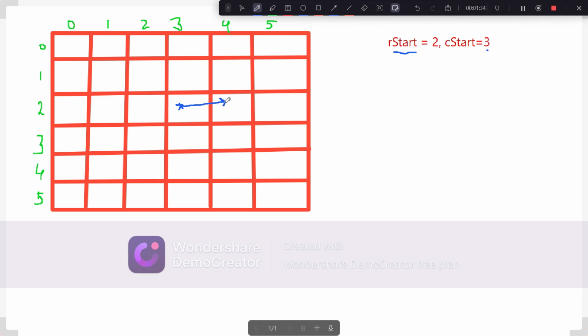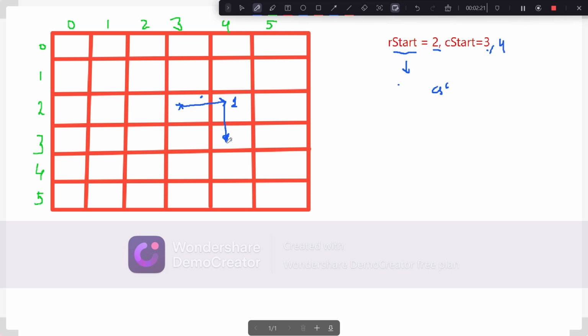After reaching this, we have to go below, because we are going in the clockwise direction. Clock works in this way only. So now we are at this location, reached by one step. After this step our direction changed. So far we were adding to the column, so c_start would become c_start plus 1. The new value of c_start is 4, and the row is still there. So the new values are 2 and 4.